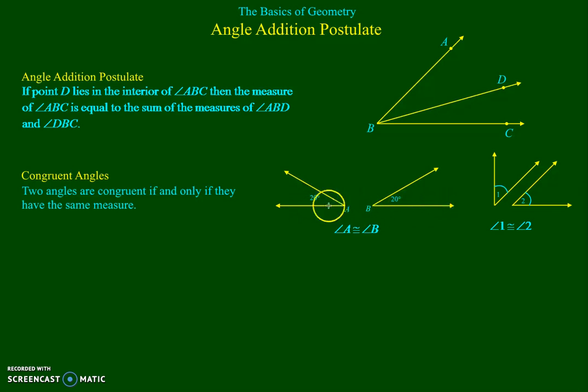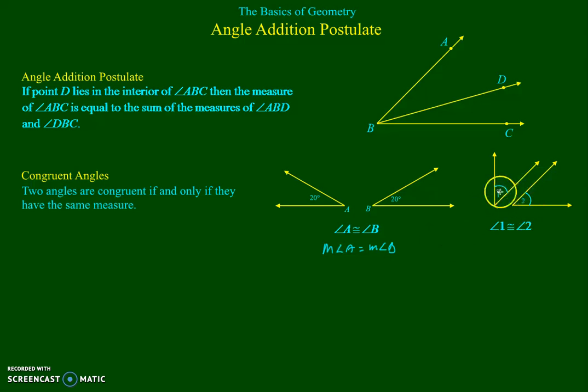Here in this picture, we can see that the measure of angle A is 20 and the measure of angle B is 20. Therefore, since the measures of these angles are equal, the angles are congruent. So we'd say angle A is congruent to angle B, and we would write the measure of angle A is equal to the measure of angle B.